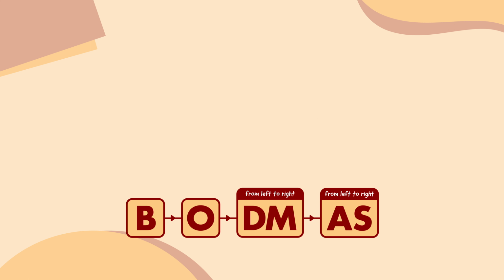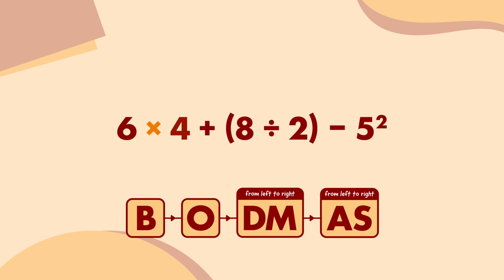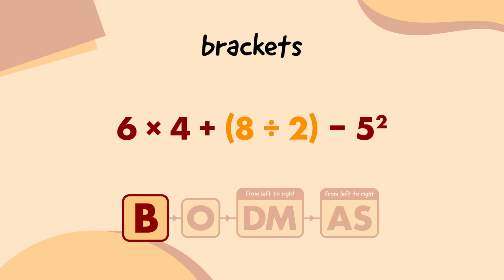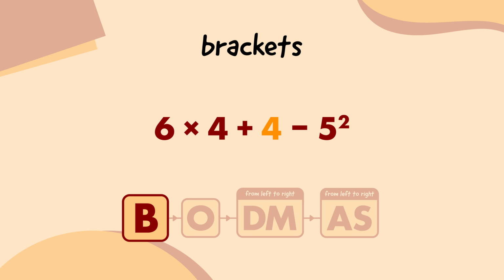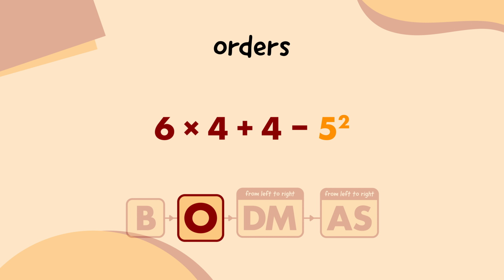Let's take it a step further and use BODMAS to solve more complicated equations like this. 6 times 4 plus, brackets, 8 divided by 2 minus 5 squared. Whoa, that is more complicated. This equation may look scary, but like before, BODMAS will help us go step by step to find the right answer. This feels like a challenge for the reigning champion. First up is B, brackets. I'll start by doing 8 divided by 2, which is equal to 4. Next is O, orders. 5 squared, or 5 times 5, is 25.